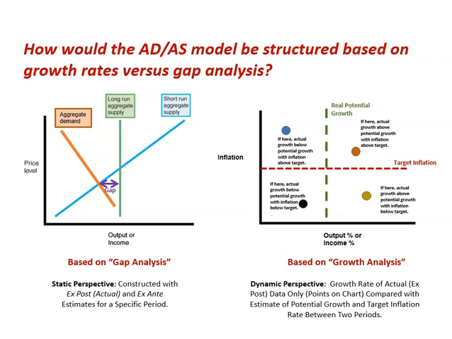Ideally, policymakers want the economy to perform in Zone D, where inflation is below the target, but growth is above the pace of potential.